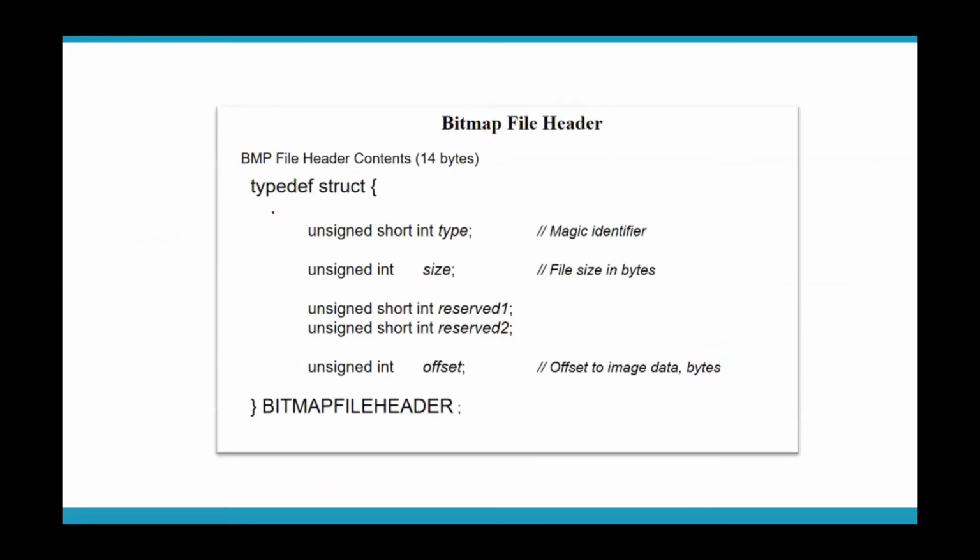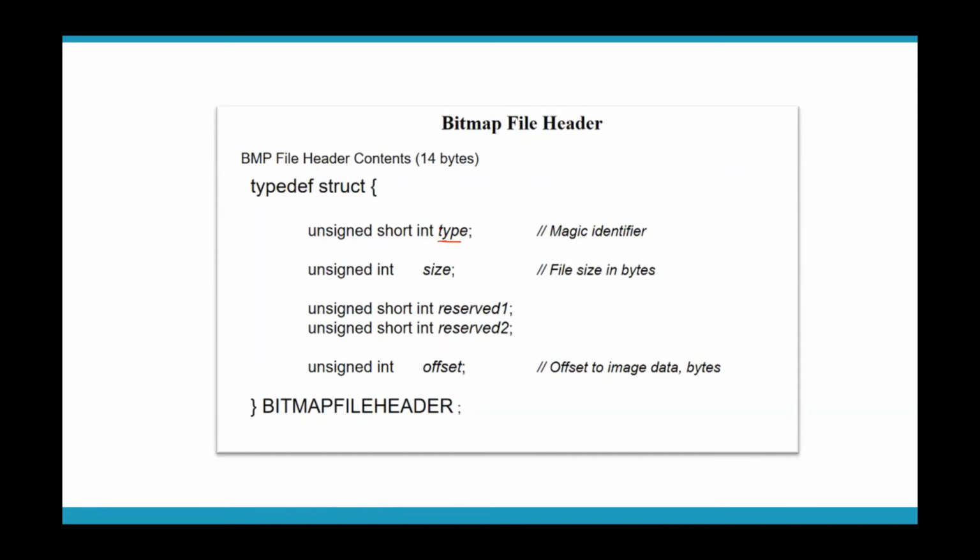Okay. So this is how a bitmap file header looks like. So this is the same information as in this table. Okay. So this is the header, this is the body of the header. So typedef struct. So it's implemented using the structure concept. So you can see all those fields over here.